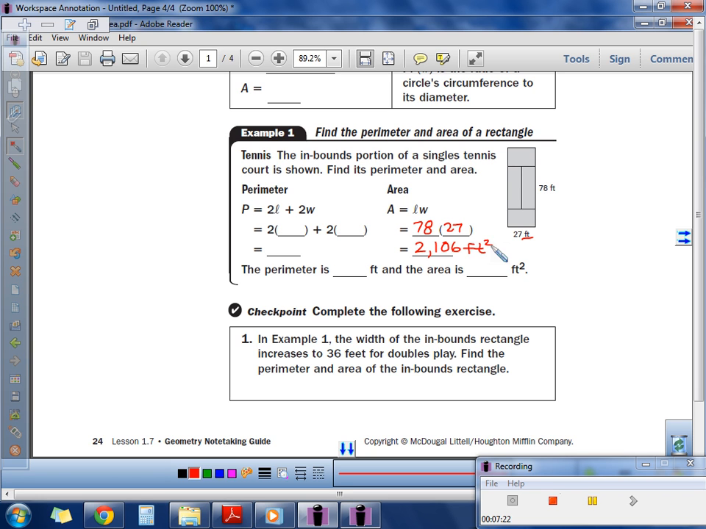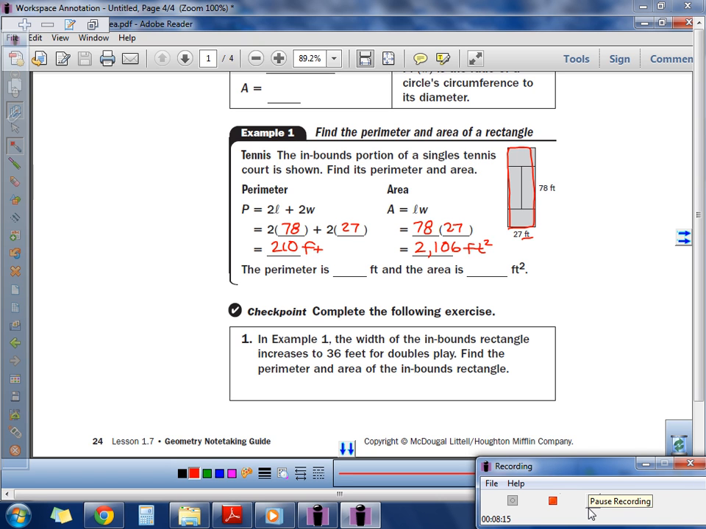Perimeter is very similar. Which one did we say was our length earlier? Okay, the long one works. And then the width. And then we plug in those values into the calculator. When we do that, we get 210. Now be careful. What are the units when we're doing perimeter? Just plain old feet, because it's a linear distance around the outside. So you'd never run 210 feet squared. That wouldn't make sense. When you're running around the outside, you're just running linear feet distance. Now try the checkpoint. See what you can do.